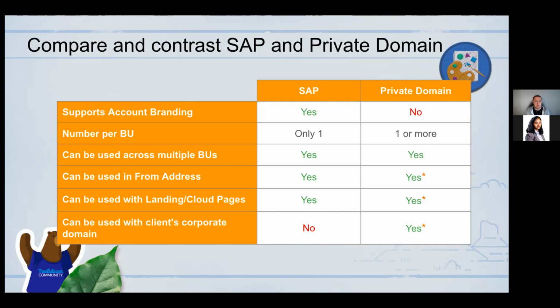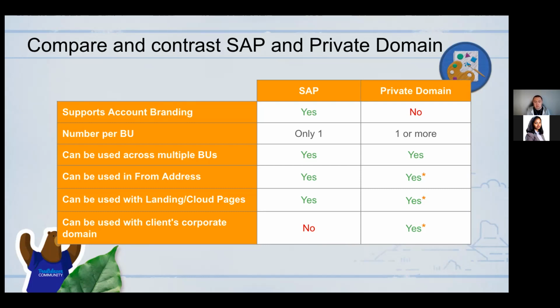Let's try to have a look here. Number one is SAP supports account branding. So all these previous hosts that you've just seen, like the bounce, the click, the view, and so forth, are all packaged up with the SAP configuration. We configure that, and as you can see, there's only one per business unit.